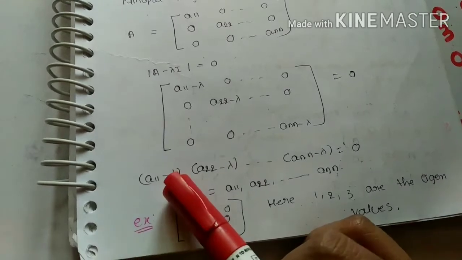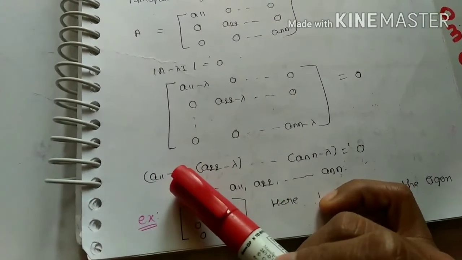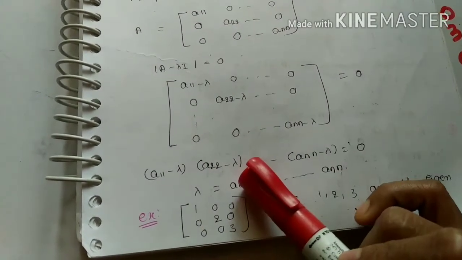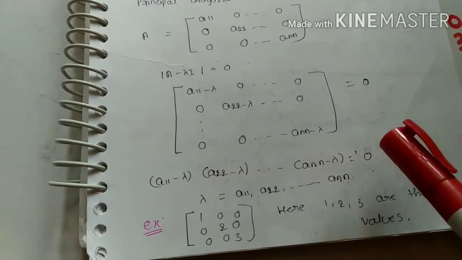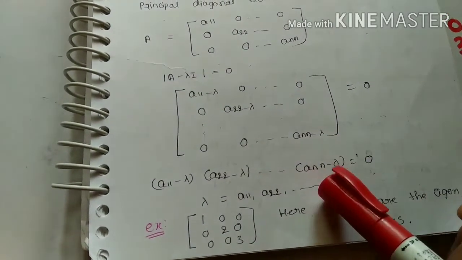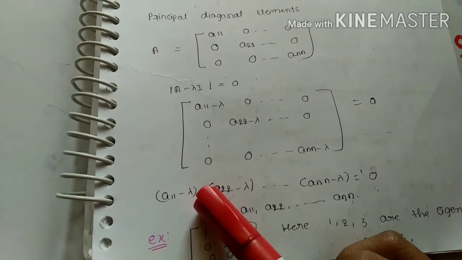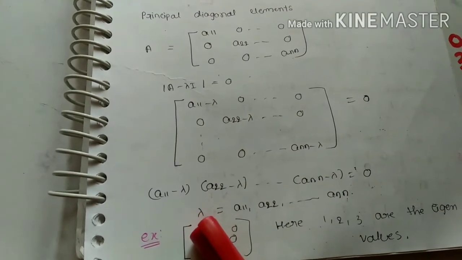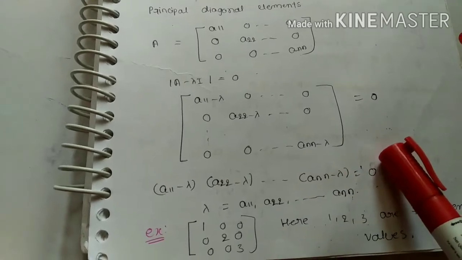So a11 minus lambda is equal to 0, it means you will get lambda is equal to a11. a22 minus lambda is equal to 0, then lambda is equal to a22. So on up to ann minus lambda is equal to 0, means lambda is equal to ann, and all these lambdas are nothing but eigen values. So therefore lambda is equal to a11, a22, so on up to ann.